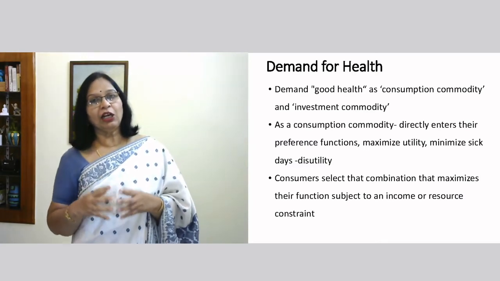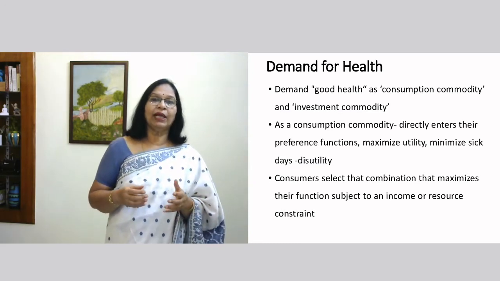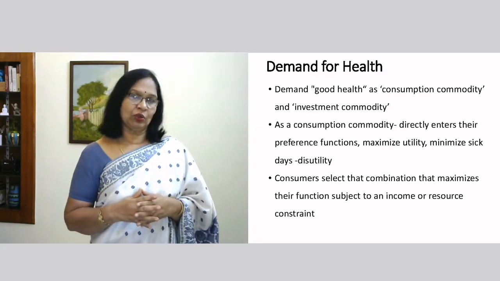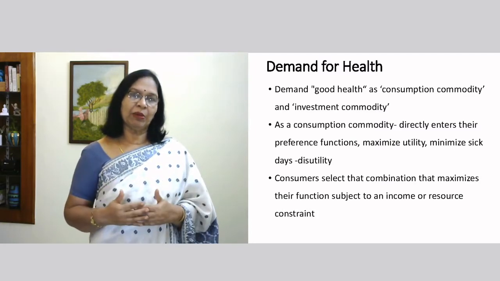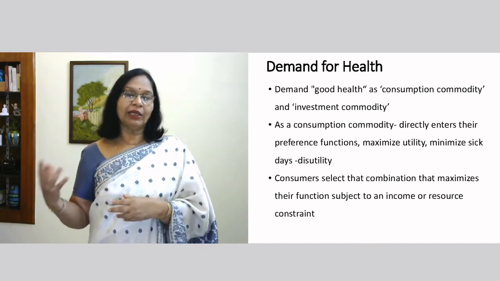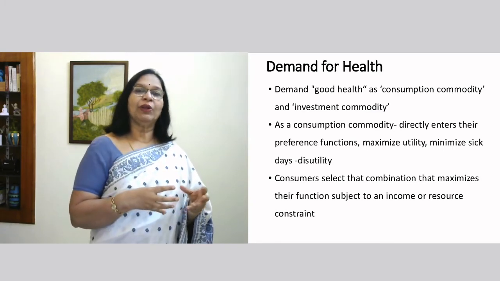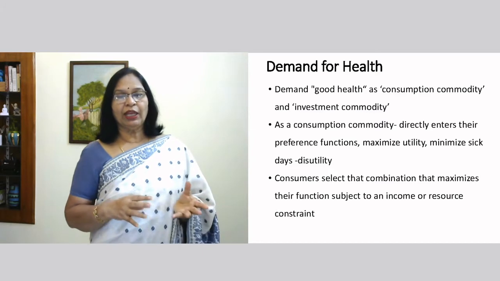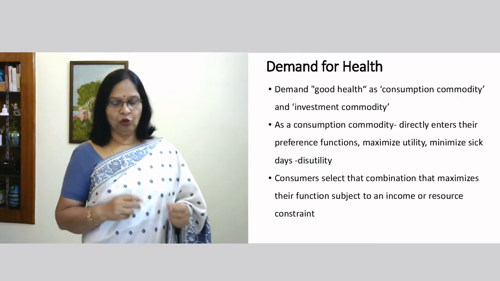And consumers select a combination of health in their total expenditure in such a way that it maximizes their utility function subject to the income or resources. So what is the income that a person has? Within the given income, a person will try to get the maximum amount of health that is possible. So those who have very high income can go to very high end specialized hospitals, and those who have very little income would rather go to a government hospital or a dispensary and get themselves treated. So the income that a person has also decides the kind of healthcare that a person can obtain.